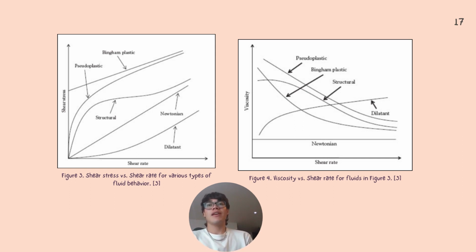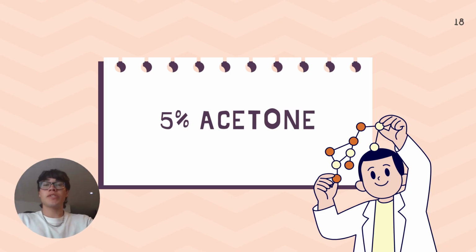And we can say from this that the crude oil is indeed a Newtonian fluid because of the behavior in these two plots. Now we're going to present to you the results from the sample with 5% of acetone as the diluent of the crude oil.